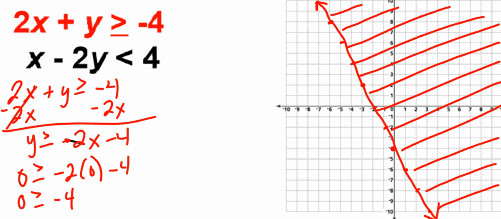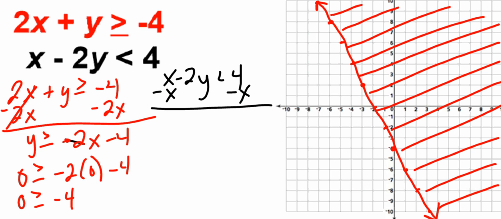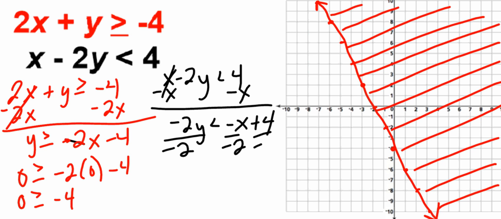Now we need to solve for x minus 2y is less than 4. So I have x minus 2y is less than 4. Subtract x from both sides. -2y is less than -x plus 4. Divide everything by -2. Remember, when you divide or multiply by a negative number, you have to flip the sign. So I'm going to have y is greater than 1/2 x minus 2.